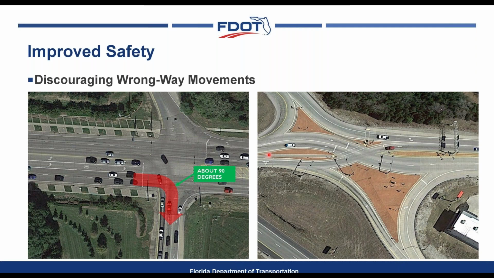In comparison, at the diverging diamond interchange, the movement required to get on in the wrong way is over 110 degrees. This is a very unnatural movement and would be difficult for most vehicles to make given the curbing and other things that are out there. So accessing the freeway in the wrong way is much less likely at the DDI than at a traditional diamond interchange.